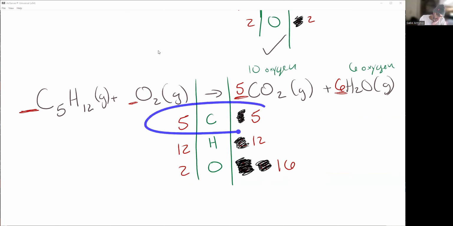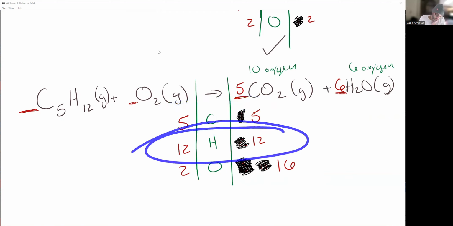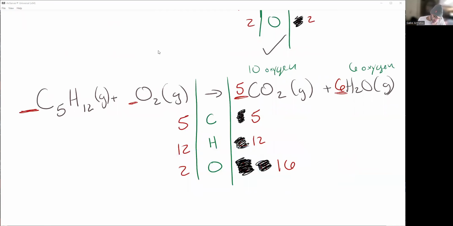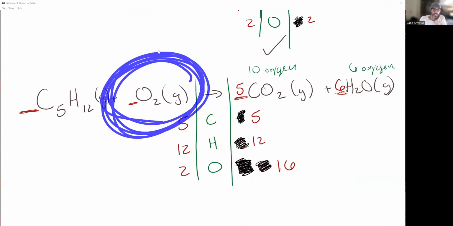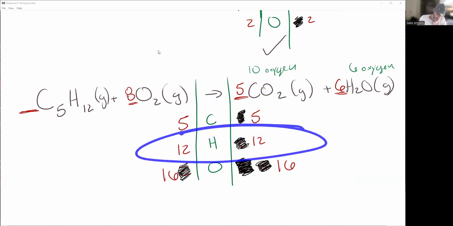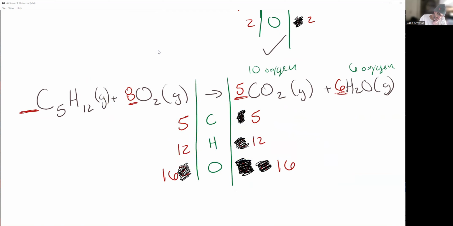So for carbon, we're just going to check and make sure that we're still balanced. 5 carbons, 12 hydrogens, and now the only thing left to balance is my oxygen. So I have 16 oxygen here. I have 2 on this side, which means this one needs to go up. I need 16 oxygens on that side. What can I put in front of O2 in order to get 16 oxygens? Well, 8 times 2 is going to give me 16. So I changed oxygens. Let's check again: 5 carbons, 12 hydrogens, 16 oxygens. This checks out. It is balanced.